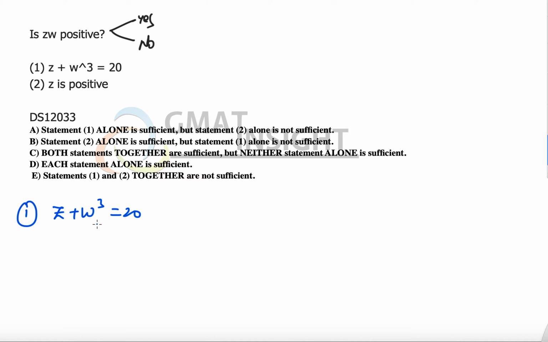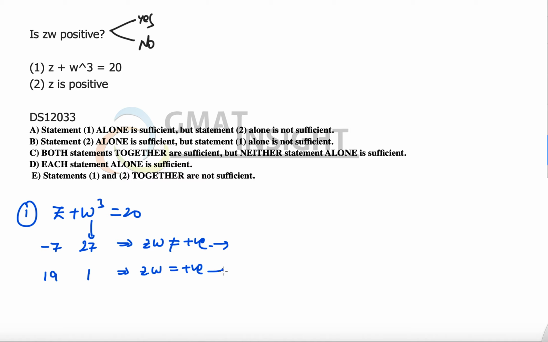Now, there are many possibilities. For example, W cube can be equal to 27 while Z may be equal to minus 7, which means Z into W is not positive. Another possibility is when W cube is equal to 1 while Z is equal to 19. In that case, Z into W will be positive.